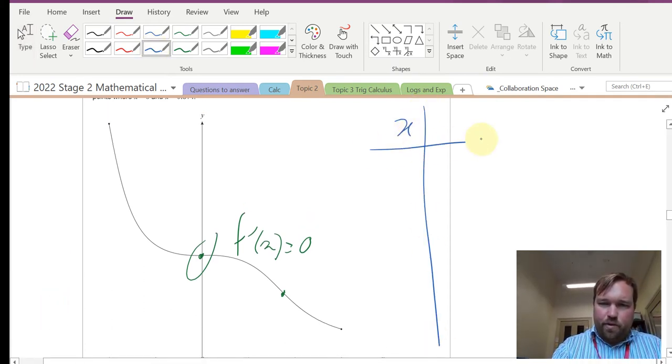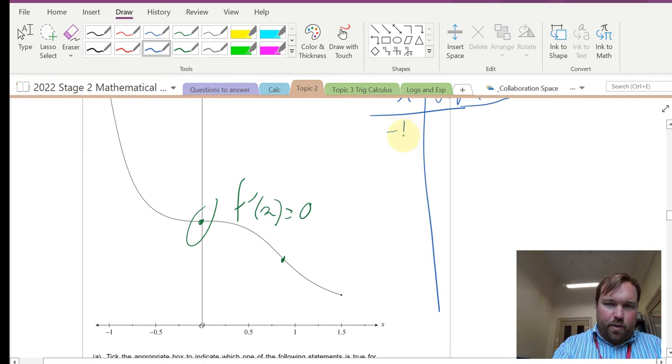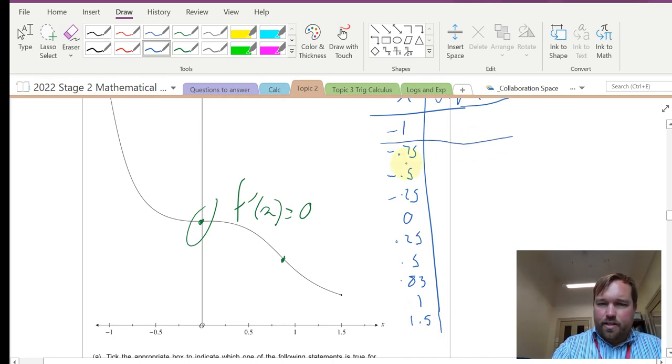X slope, which is f dash x. Cool. Now, the axes here are a little messy. -1, -0.75, -0.5, -0.25, 0, 0.25, 0.5. Let's jump a bit, 0.7, no point. Might as well include their official point, 0.83, whatever it was. Then 1, 1.5. Alright, it's an absolute mess.